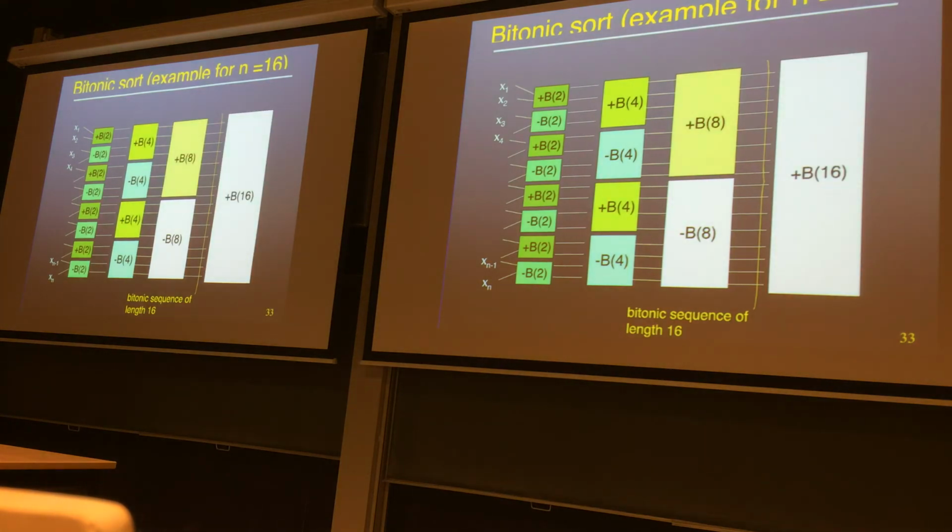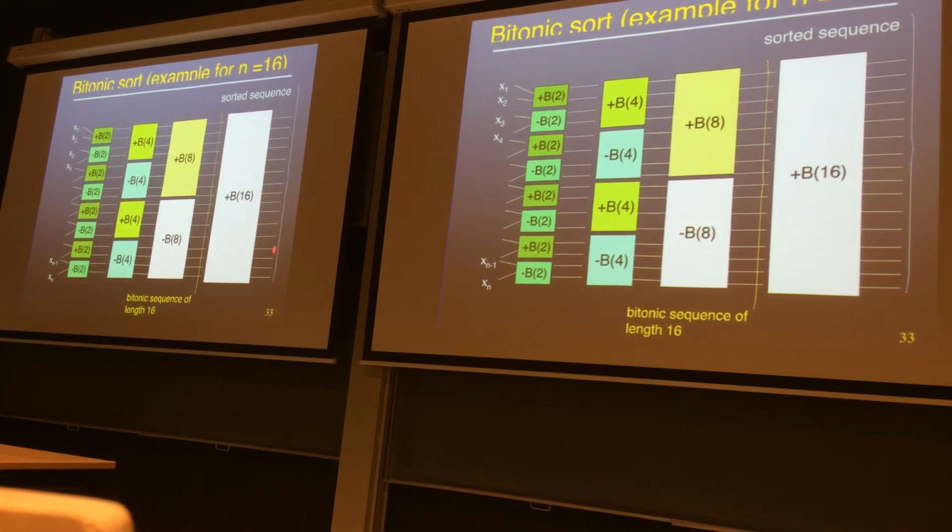Now, to obtain the final sorted variant, you feed it to an increasing B16 network. What does this network do? It is a bitonic merging network that, if given a bitonic sequence of length n, produces a totally sorted variant out of it. So what you see here is that you can build a bitonic sorting network by using a bitonic merging network as an element.